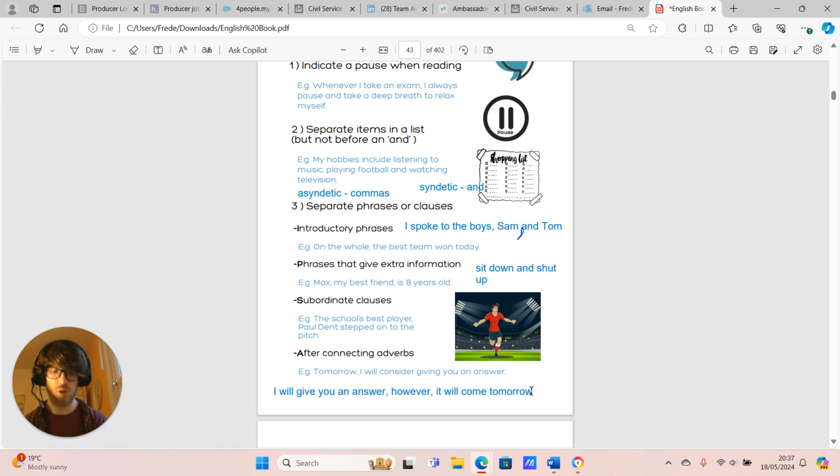Right, last but not least, if you're writing a sentence that has one adjective after another, you want to say the big fat cat. You separate the words big and fat with a comma. The big fat cat. It just makes more sense. Again, it's about pacing. The big fat cat.